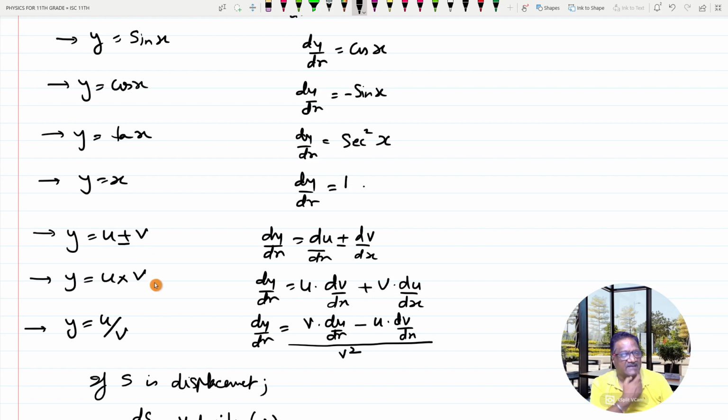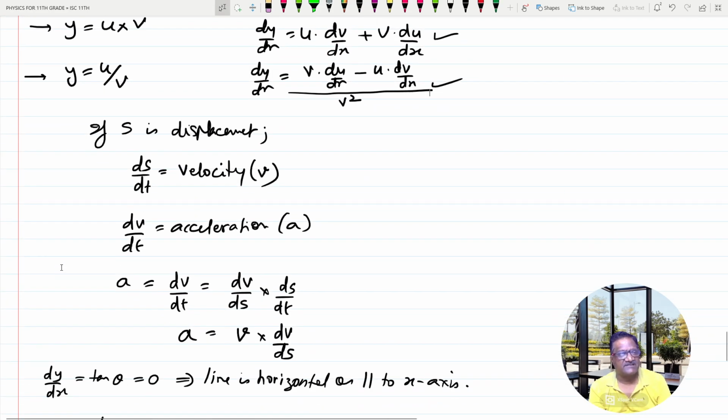Same way, if y is equal to u into v, where u and v are again functions, then this is the formula: dy by dx is u into dv by dx plus v into du by dx. For u upon v, dy by dx will be v into du by dx minus u into dv by dx, whole upon v square. So these are the formulas which are going to help you in finding the derivatives of certain functions.